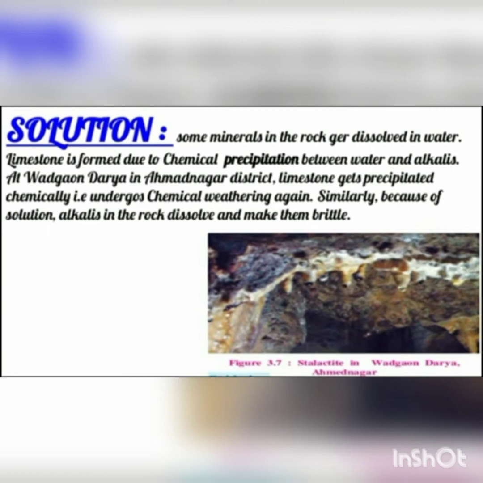Similarly, because of solution, alkalis in the rocks dissolve and make them brittle. Brittle means they break down. Here you can see the picture of the stalactites in Vadgaon Darya of Ahmednagar. It shows how the chemical weathering process takes place.